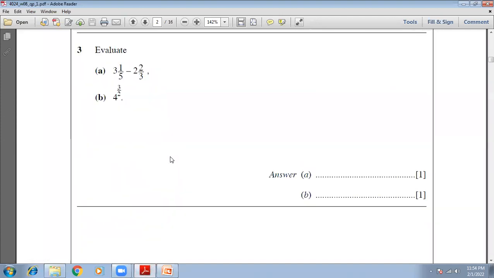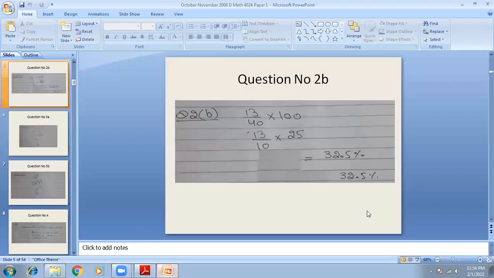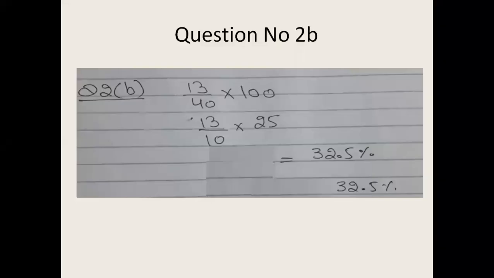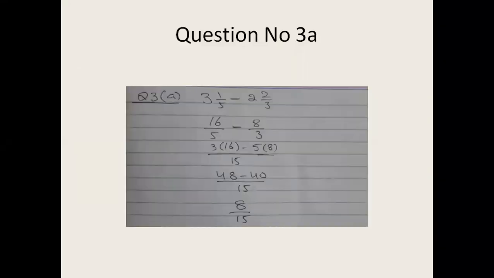Okay, so let's go to this question. Question number 3. He says evaluate. So we have to evaluate. This is 3 whole 1 by 5 minus 2 whole 2 by 3. And then in the B part, you have 4 raised to power 3 by 2. So 3 whole 1 by 5, 5 3s are 15, 15 plus 1, that will be 16, 16 by 5. 3 2s are 6, 6 plus 2 is 8. So you will have 8 by 3. So 16 by 5 minus 8 by 3.